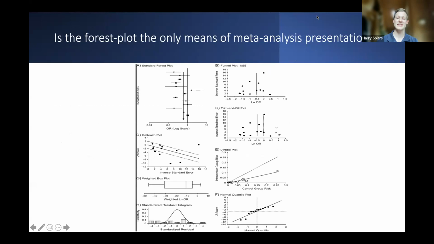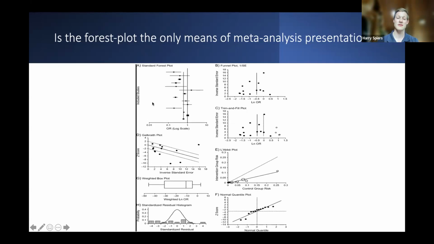This is the only stats thing that I've touched on, and this is merely a proof of principle thing. Someone asked a good question: is the forest plot the only means of meta-analysis presentation? The answer is no. It's the most commonly used one. So the forest plot is up here on the top left. Again, you're welcome to take screenshots and pictures, but I'll send Theo these slides.